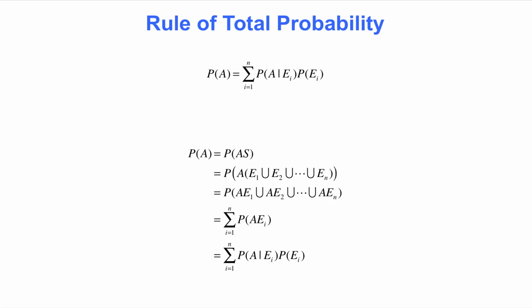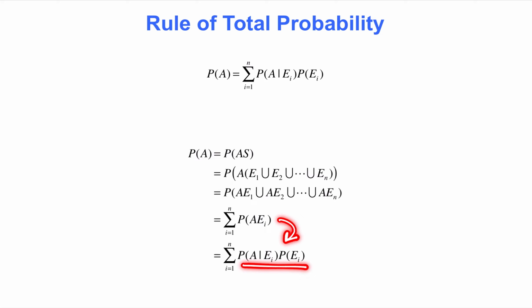Next, we apply the third axiom of probability to sum up the individual probabilities. We can use that axiom because these events are mutually exclusive. Finally, we use the multiplication rule to substitute the intersection probabilities with the product of the conditional probabilities for A times the individual event probabilities.